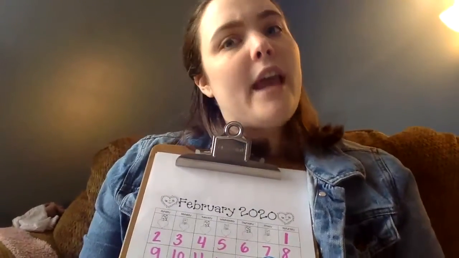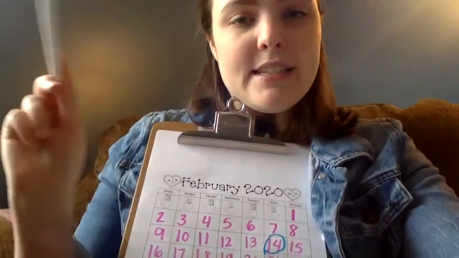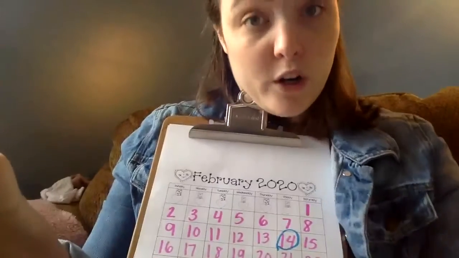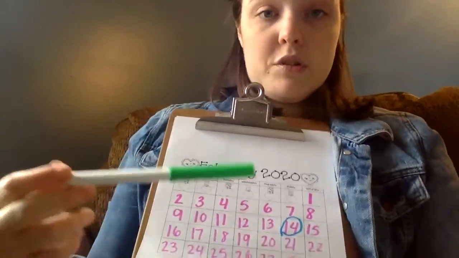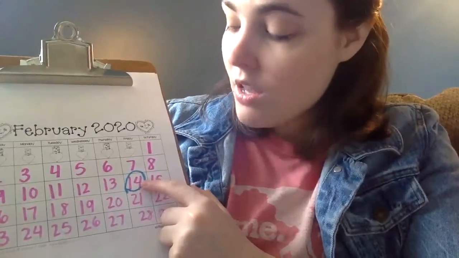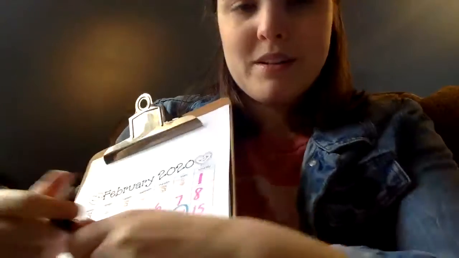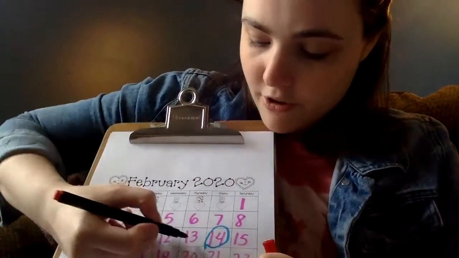So if today is February 14th, what day was it yesterday? And yesterday is the day before the 14th. So I'm going to look at my calendar and I'm going to go, okay, well, here's 14. And the number that comes before 14 is 13. So I'm going to circle 13 in red.